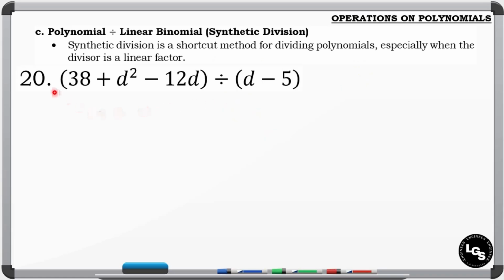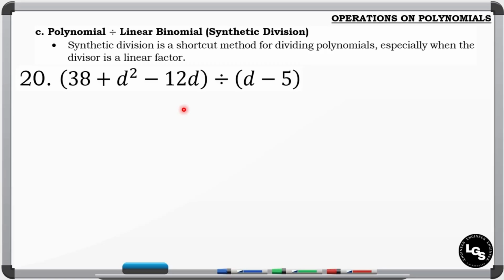Here, we have 38 plus d squared minus 12d divided by d minus 5. This is a linear binomial because our divisor is a binomial and the highest degree is 1. Then of course it has the constant. So the first step is to arrange the dividend in order of descending power. Same procedure as we have done before. It should be written from the highest degree until the lowest degree.